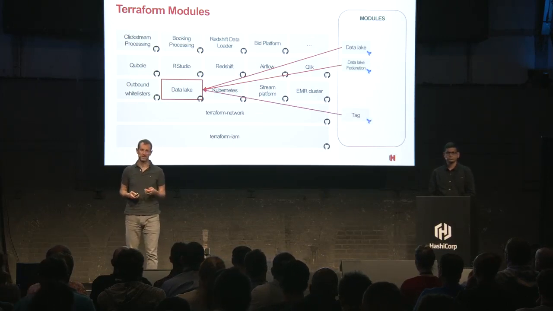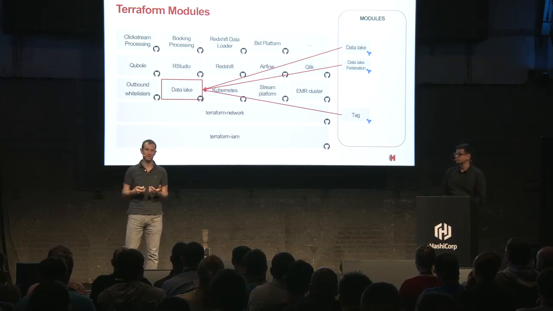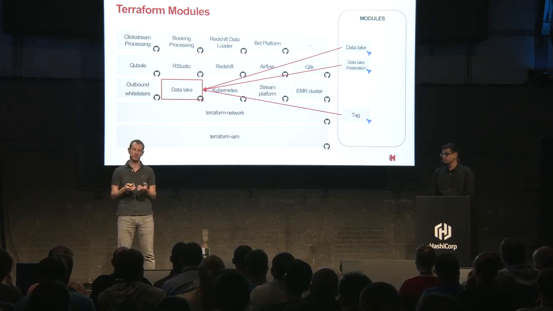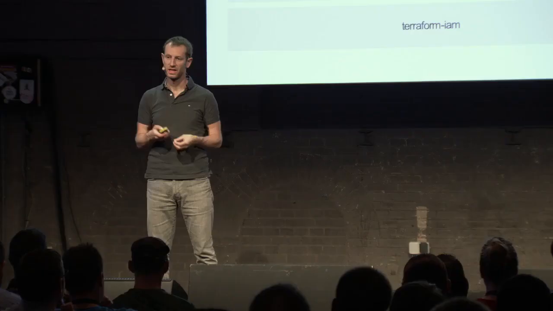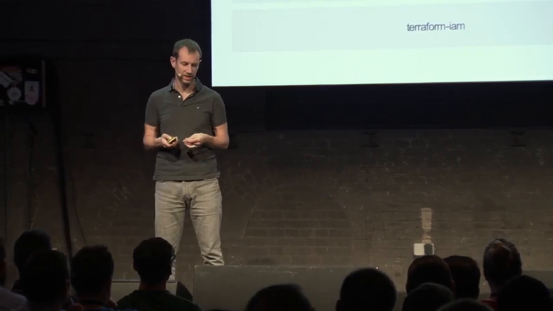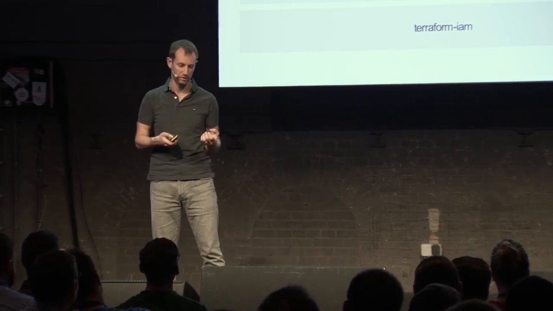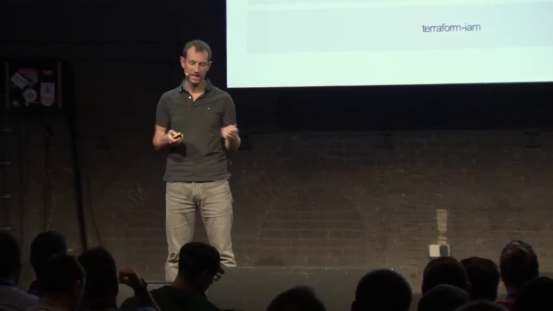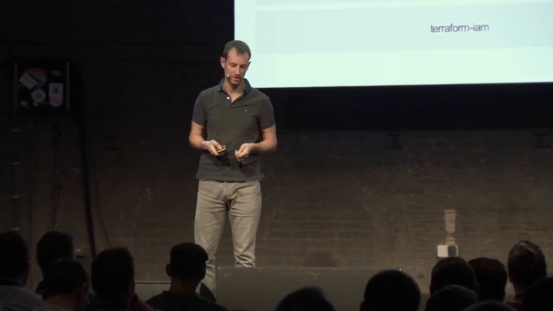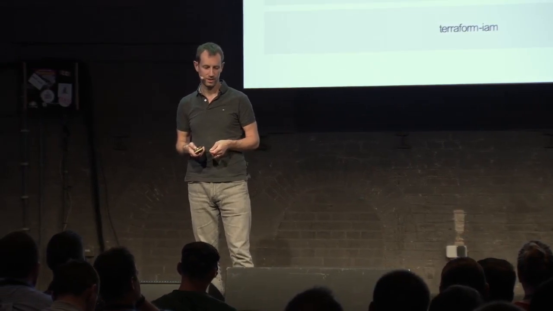The other module it sources is our tag module. So within Expedia, we have a set of governance and standards around how we must tag our infrastructure. So we created a module for it. And the data lake repo sources that as well, as do all of the other repos. So they all source the tag module.